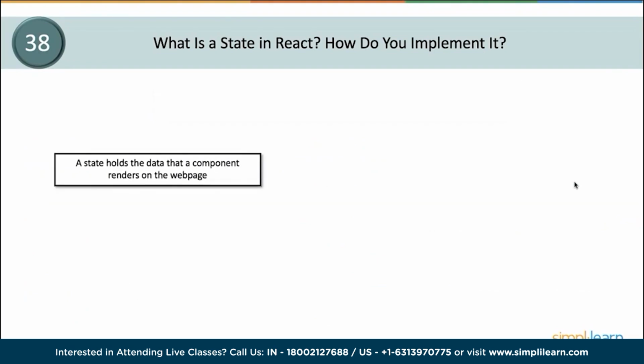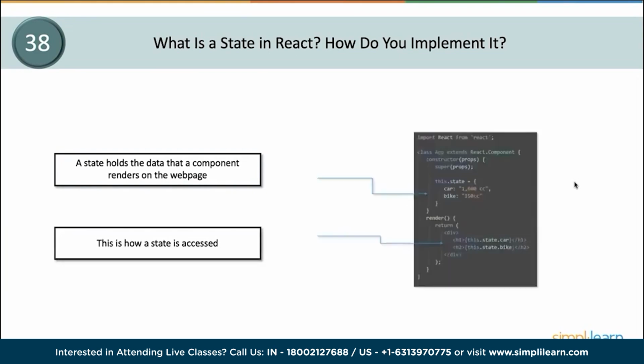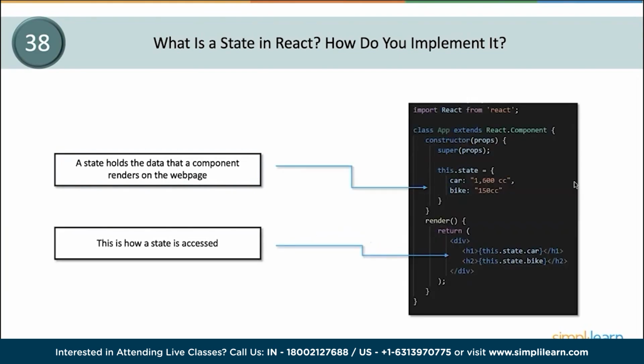Now, the state holds the data that a component renders to the web page. Certainly, because every time the state changes, it needs to be stored somewhere. So this is how the state is accessed, as you can see in this example here. In the constructor, we are defining the super props and the state is being initialized, and you're rendering the state. There are three different steps involved: initialize the state, render the state, and update the state.